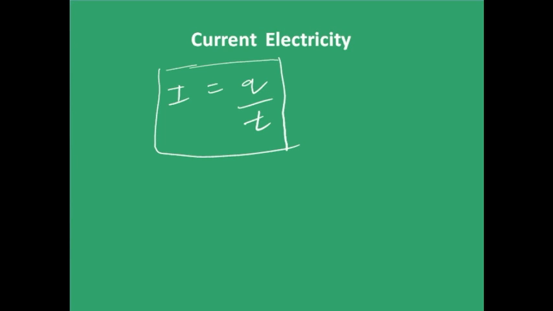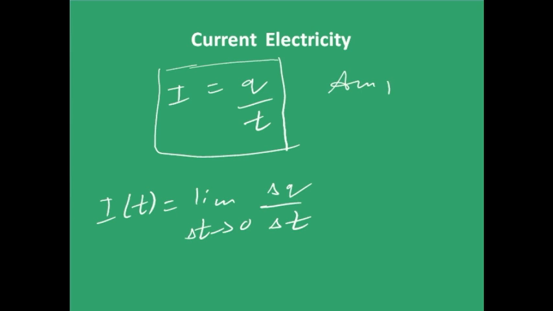If you want to calculate the instantaneous current at any moment, at any time instant t, then use this one: limit delta Q by delta t, where delta t tends to 0. This gives you the instantaneous current. Of course, the unit is coulomb per second, that is ampere.